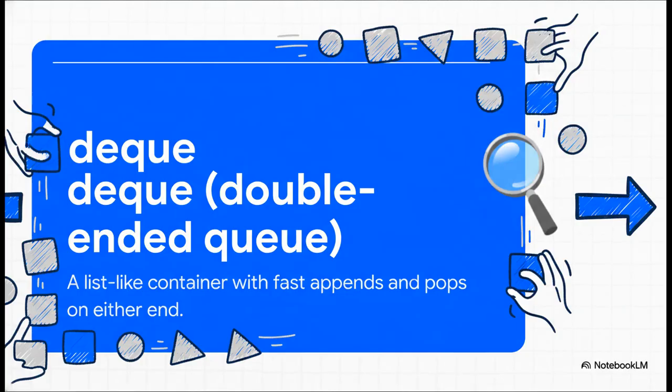The solution to this is a deque. It's spelled D-E-Q-U-E, but you say it like deck, as in a deck of cards. And it's designed from the ground up to do one thing really, really well. Add and remove items from either end, super fast.